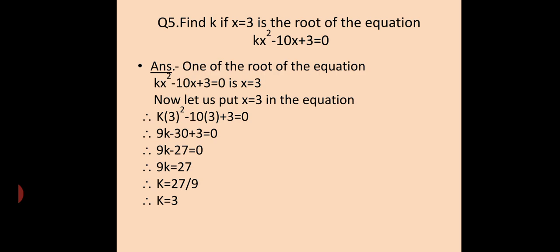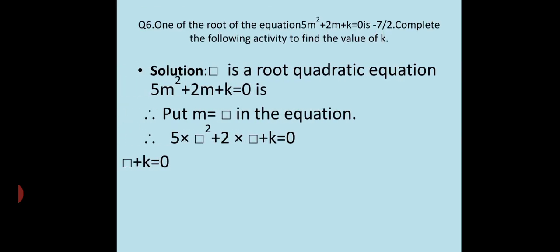Now let us see question number 6. Here is one activity which is given in our book. One of the roots of the equation 5m square plus 2m plus k equal to 0 is minus 7 upon 2. Complete the following activity to find the value of k. That means we have to put the proper values in the square brackets. Now let us solve it.